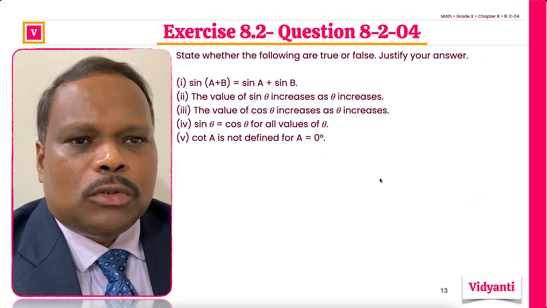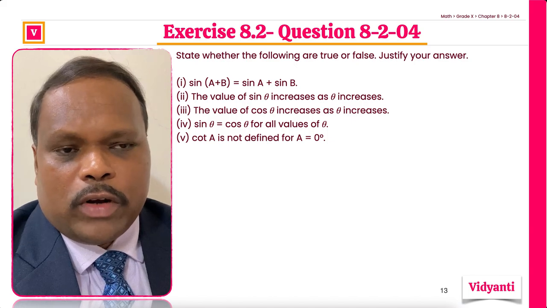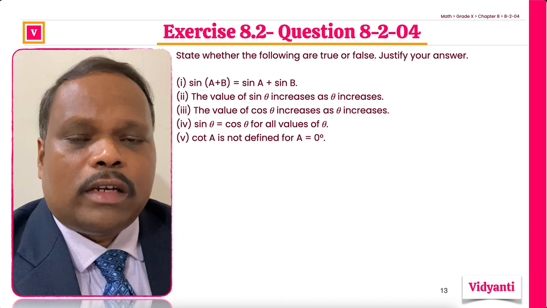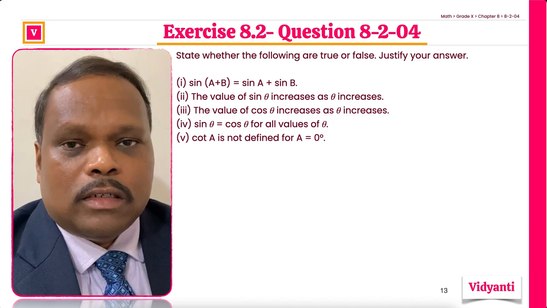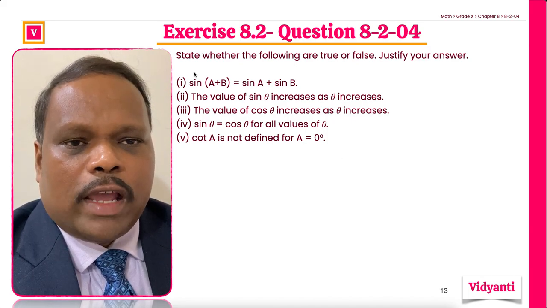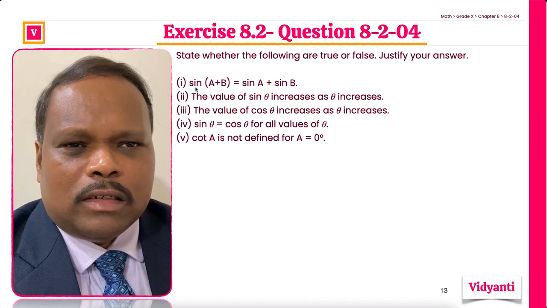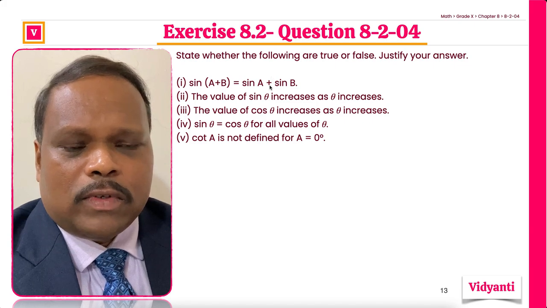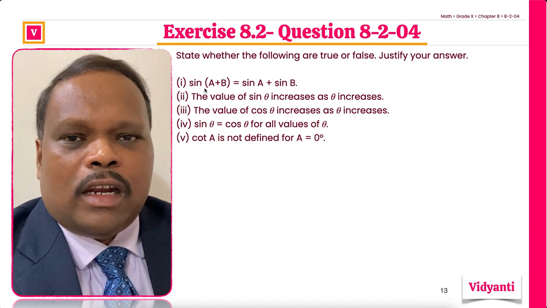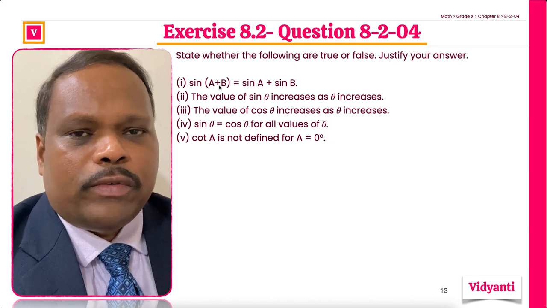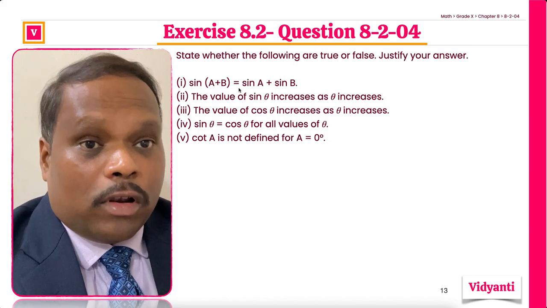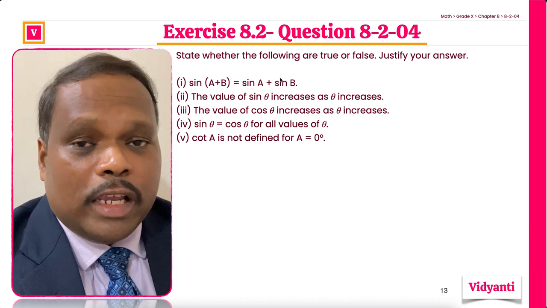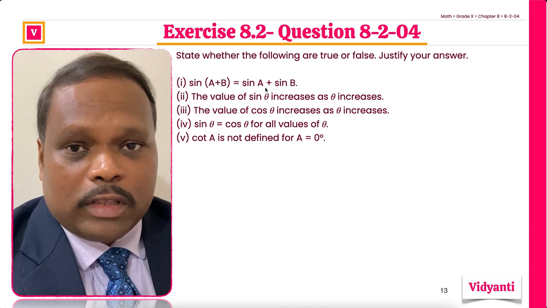State whether the following is true or false, and justify your answer. Sin(A plus B) is not sin A plus sin B. It doesn't work that way. In fact, when you go to the next standard, grade 11, you will have compound and allied angles, and then it's actually sin A cos B plus cos A sin B, which is more complicated than this. You cannot open the bracket and distribute the sine ratio to individual values. That's not possible. This is false for sine, for cosine, for tangent, for any trigonometric ratio. It doesn't work that way.